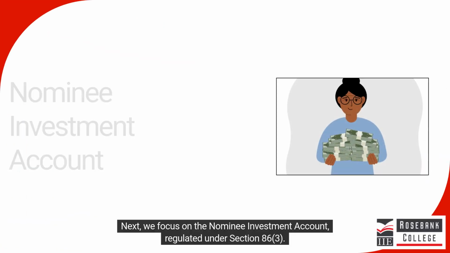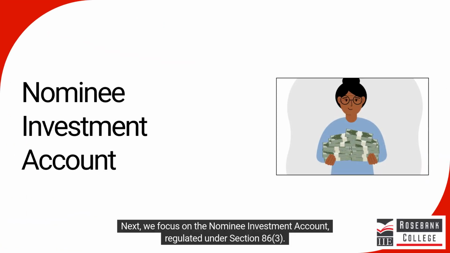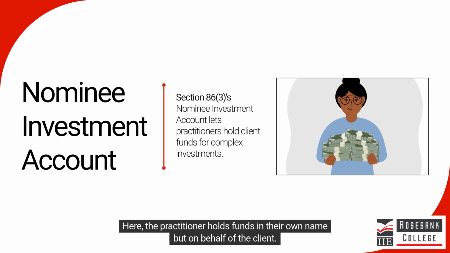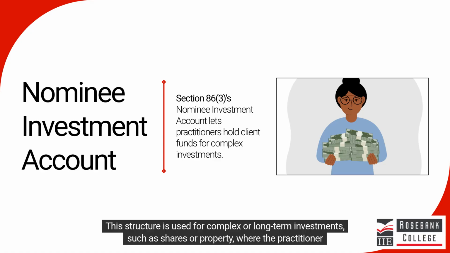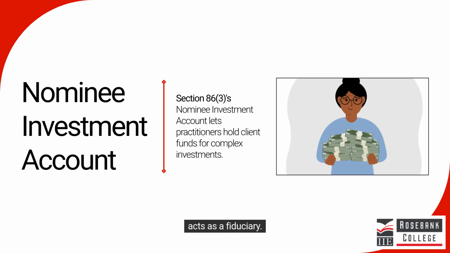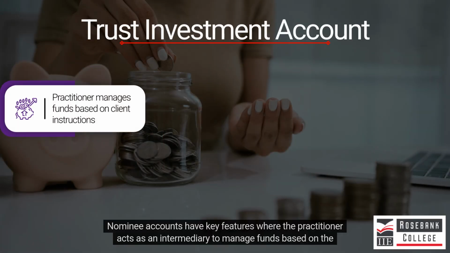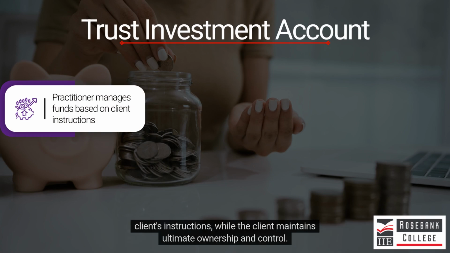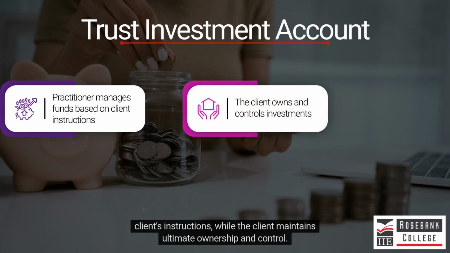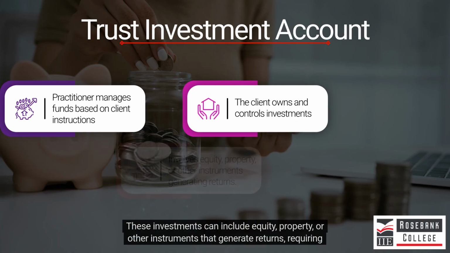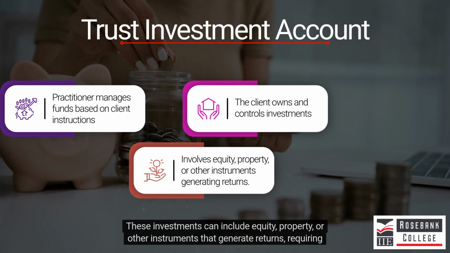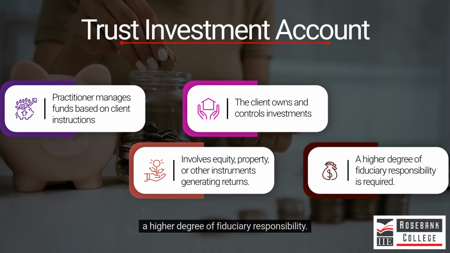Next, we focus on the nominee investment account, regulated under Section 86(3). Here, the practitioner holds funds in their own name but on behalf of the client. This structure is used for complex or long-term investments, such as shares or property, where the practitioner acts as a fiduciary. Nominee accounts have key features where the practitioner acts as an intermediary to manage funds based on the client's instructions, while the client maintains ultimate ownership and control. These investments can include equity, property, or other instruments that generate returns, requiring a higher degree of fiduciary responsibility.